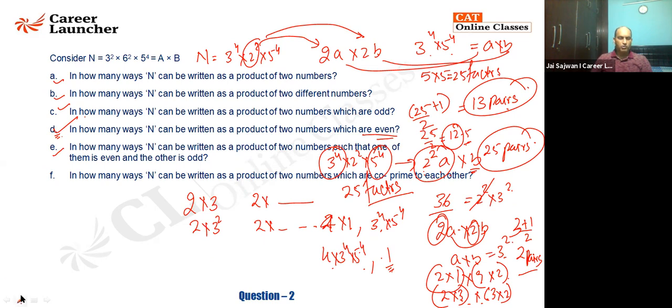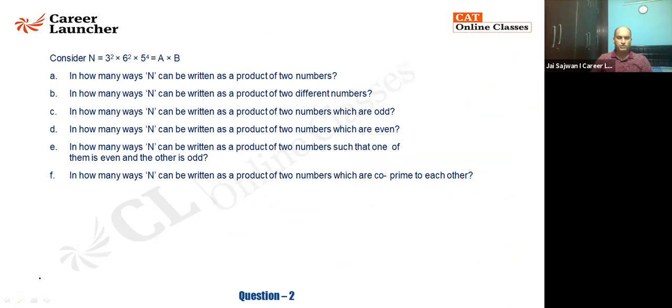I believe it is clear to all of you. I can erase it and let's move to the last set of questions here. Very, very interesting question. In how many ways can n be written as a product of two numbers which are co-prime with each other? Now you already know you are getting 2 square into 3 to the power 4 into 5 to the power of 4. How many ways can it be written as a product of two co-prime numbers?